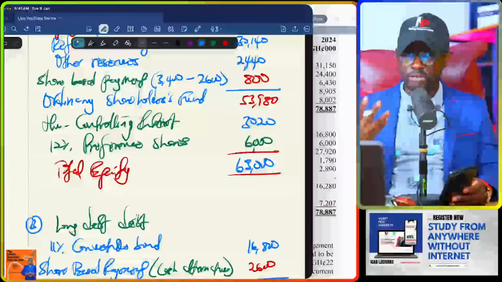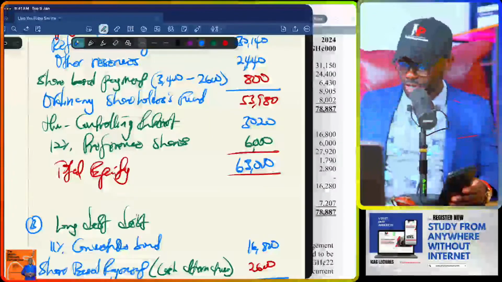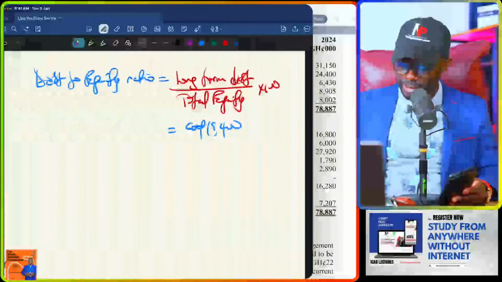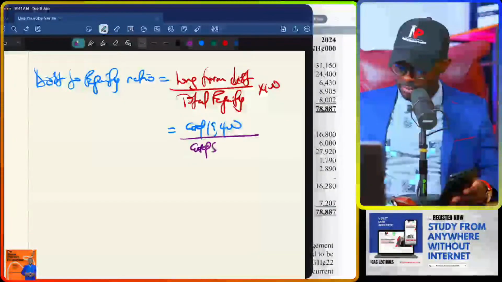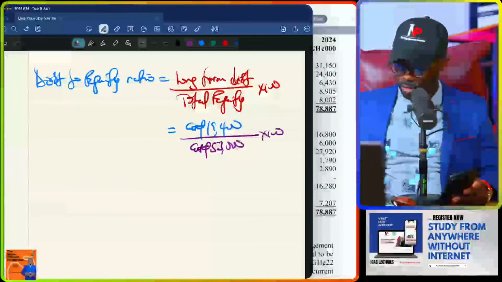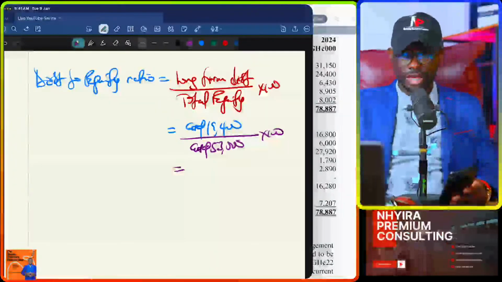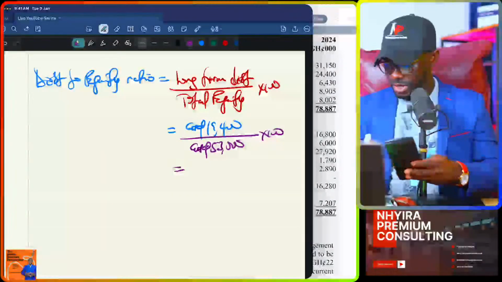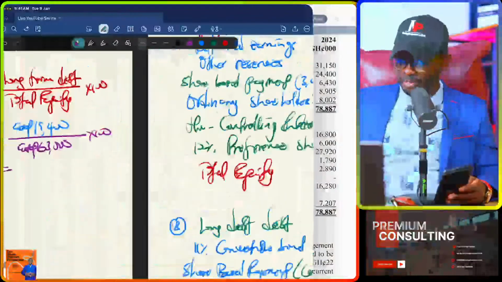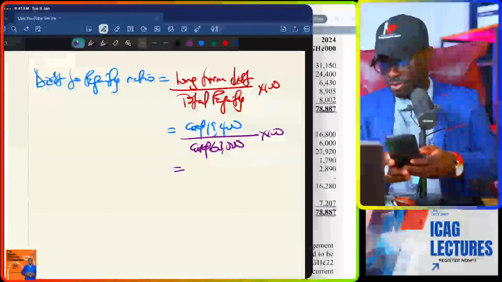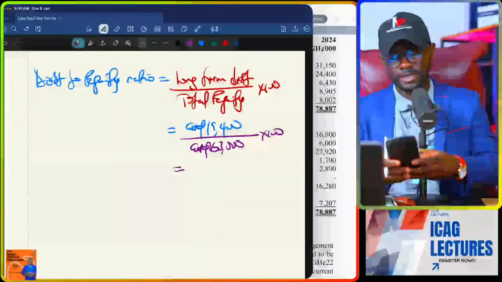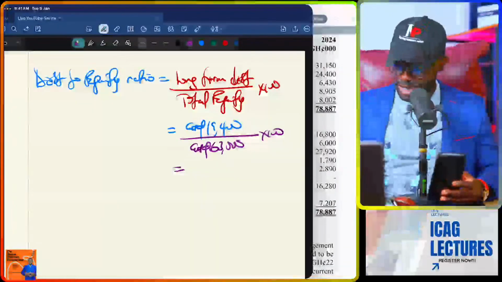So on the face of the statement of financial position, this is what total equity is supposed to be, 63,000. So we bring that up here, 63,000. So we multiply that by 100 to get our figure for the period under review. 63 rather, not 53. Did I write 50 here? Okay. So 19,400 divided by my answer times 100, and that is 30.8%.